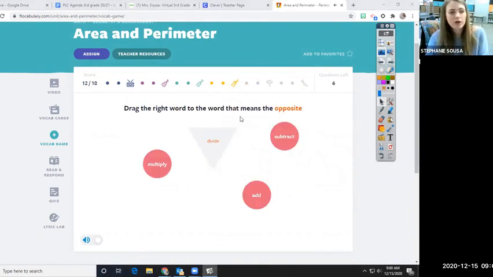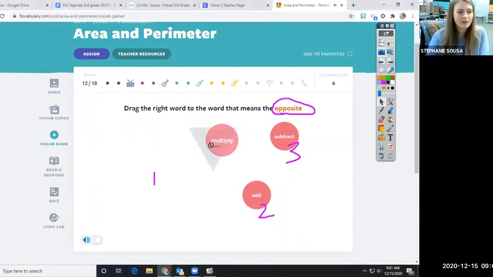Drag the right word to the word that means the opposite. What is the opposite of divide? Multiply, add, or subtract. Opposite of divide. Look, y'all going and learning something.